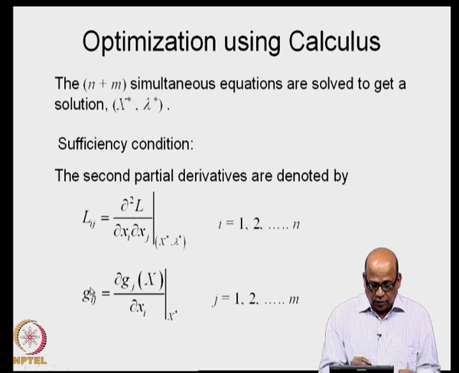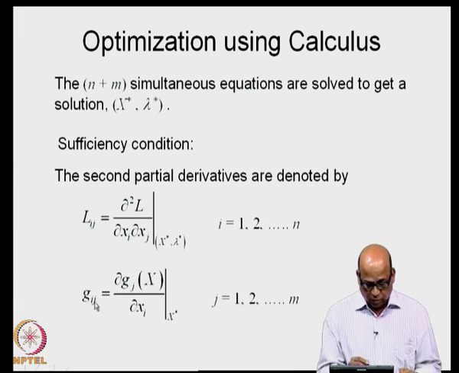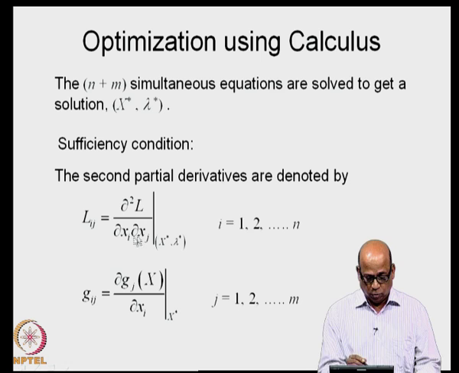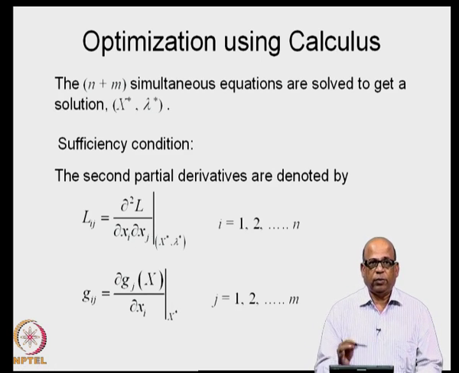So, you have L_ij and you have g_ij. i corresponds to the variable, j corresponds to the constraint in this particular case g_ij here, and in this case it corresponds to the two variables x_i and x_j. So, just be clear about the notation that we are using.